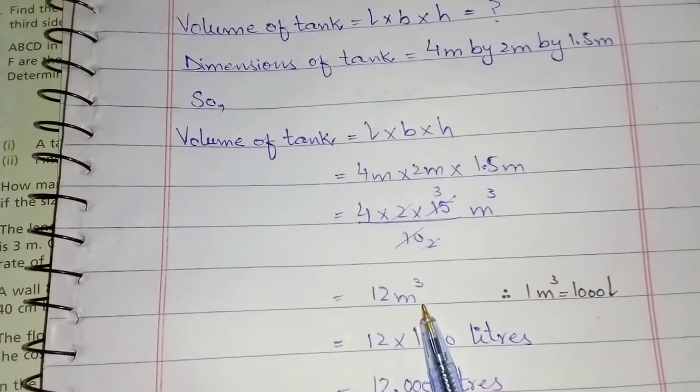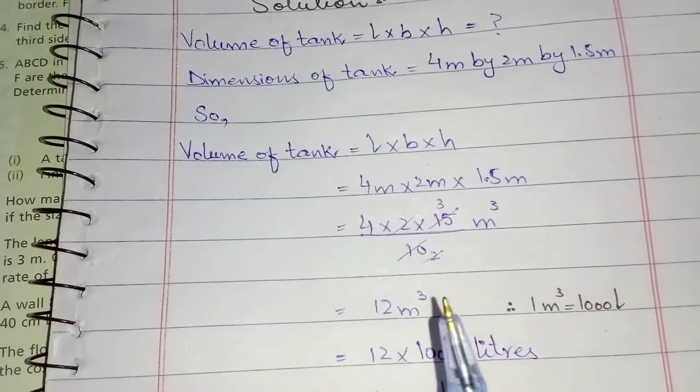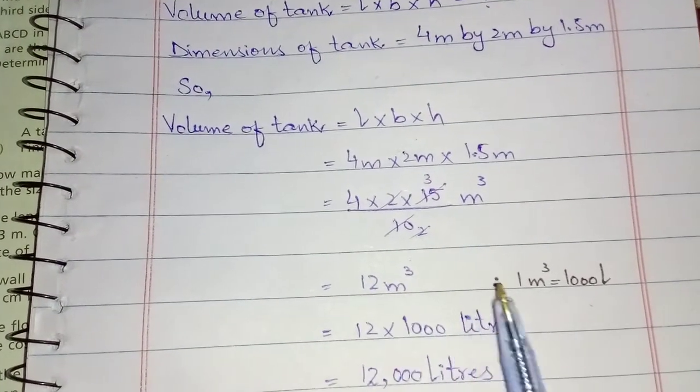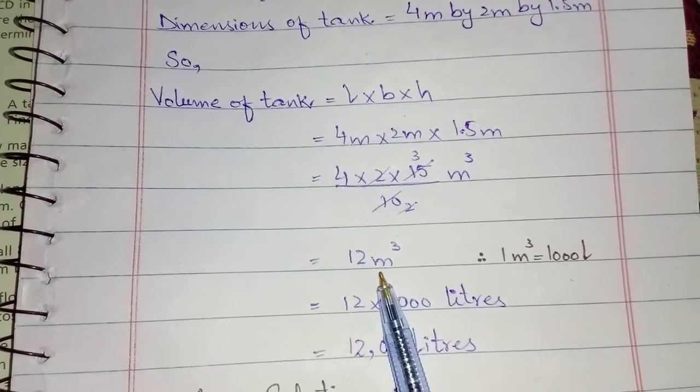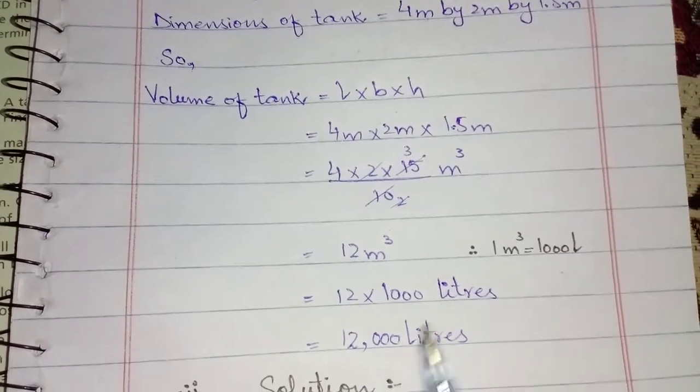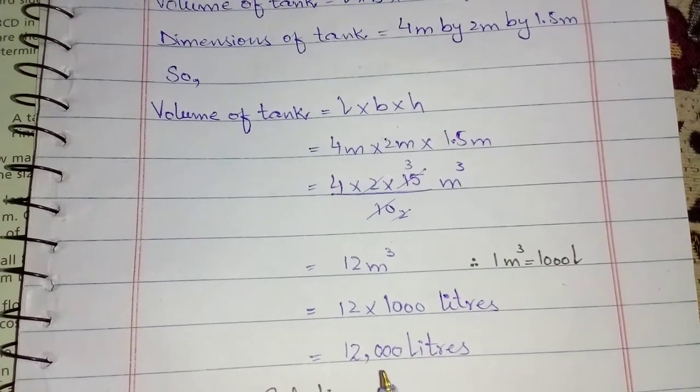We have found the volume of the tank, but we have to find the capacity of the tank in liters. So as we know that 1 meter cube is equal to 1000 liters, we have to multiply it by 1000. So 12 multiplied by 1000 liters, 12,000 liters is the capacity of that tank.